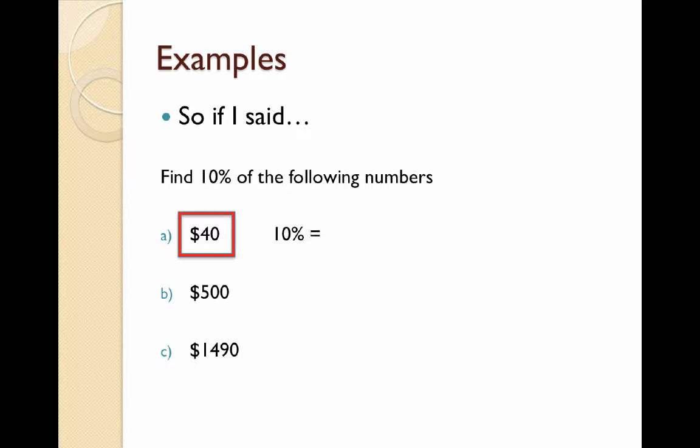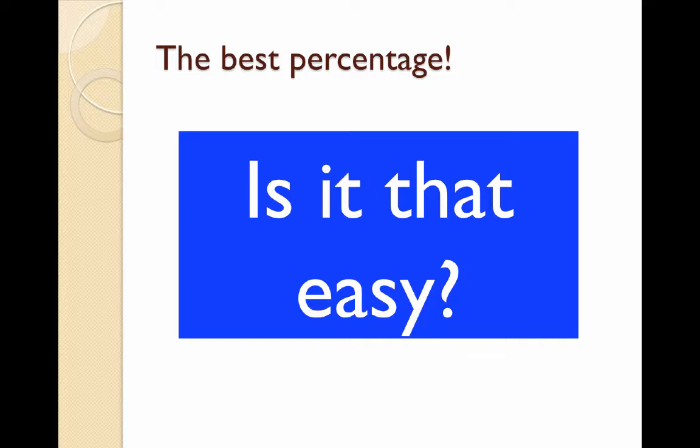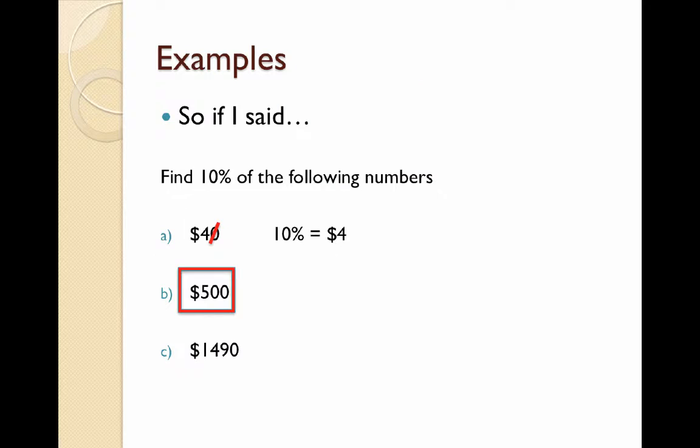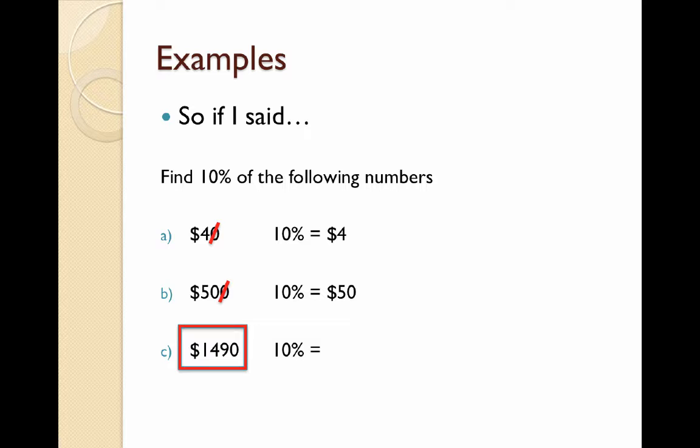I start with $40 and I want to find 10%. All I have to do is take off that last zero. That's what dividing by 10 is. And I get $4. It is that easy. Yes, it is. So let's try another one. $500. I want to find 10%, so I take that zero off the end and I'm left with $50. This is why I like 10% so much. It's so easy to work with. Here's $1,490. I want to find 10%, so I take the zero off the end and I get $149.